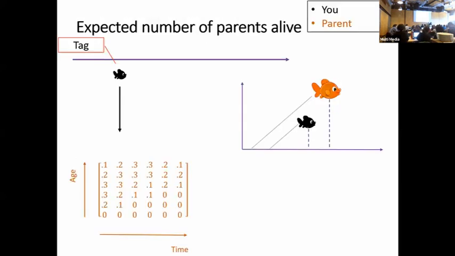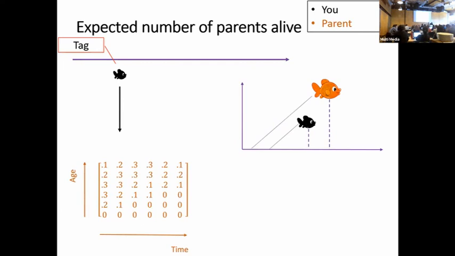Right. So now we are moving on to how we are actually calculating the likelihood for this data. And the key concept that is allowing us to do that is that we are calculating the expected number of relatives that you have out there in the population. And that expected number is a year and age matrix.